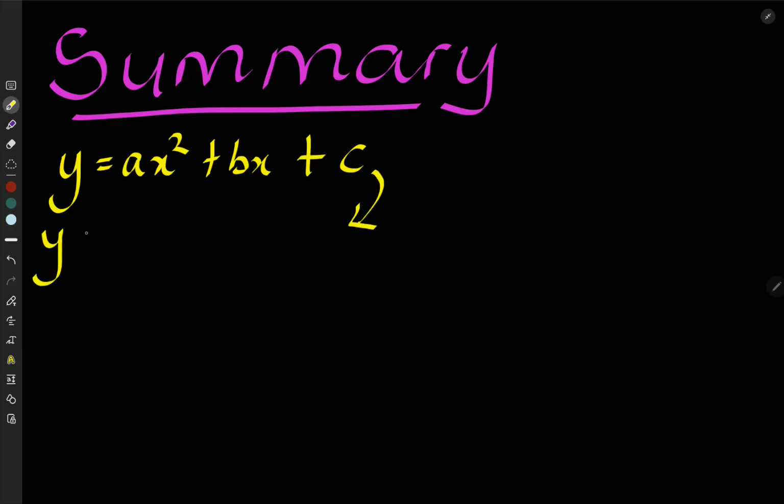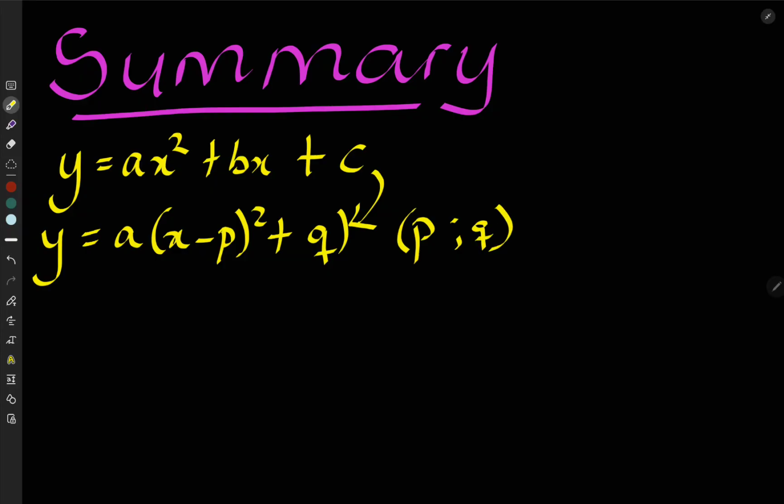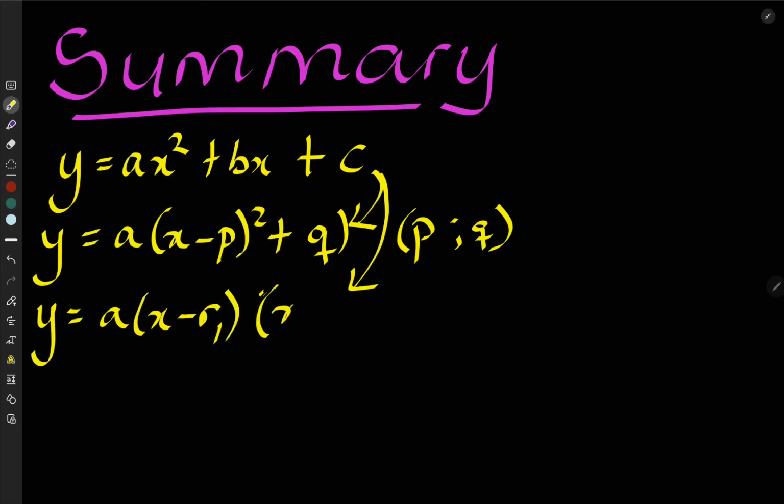So in summary, what did we learn about? Number one, we learned that the equation of a parabola is expressed as ax squared plus bx plus c. And this equation can be expressed in the turning point format, which is y is equal to a bracket x minus p bracket squared plus q, where p and q are the coordinates of the turning point. And we have learned as well that it can be expressed in the format y is equal to a bracket x minus root 1, or x1, bracket x minus root 2, where x1 and x2 are the roots of the equation.